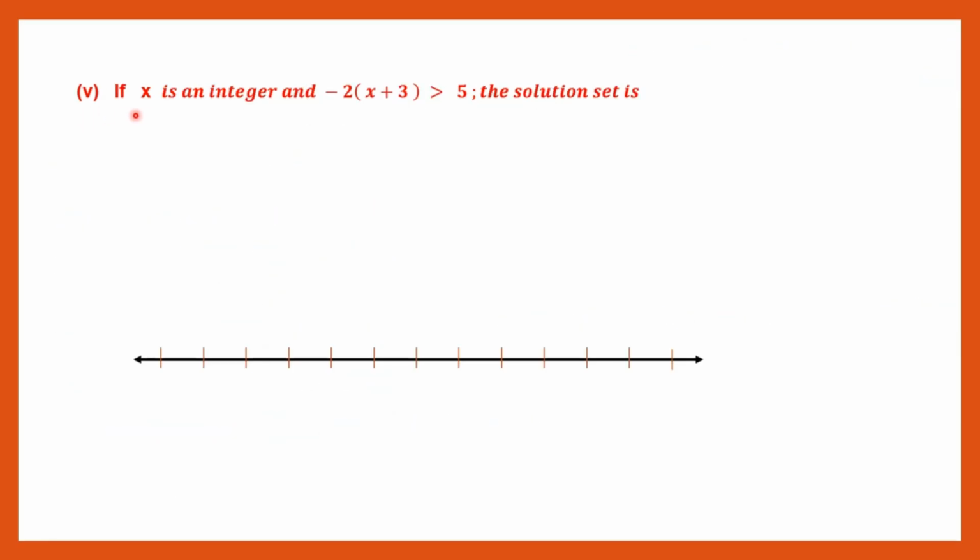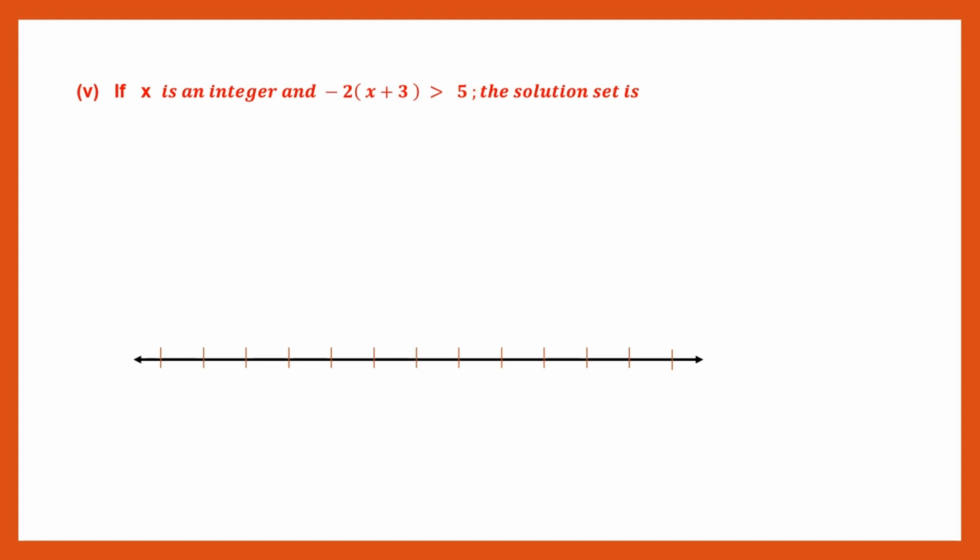Question 5. If x is an integer and minus 2 into x plus 3 is greater than 5, the solution set is, now we have to show that solution set on a number line. So we have a number line here. First, let's work this out. X is an integer means it can be negative or positive or 0. Now we have to simplify this.